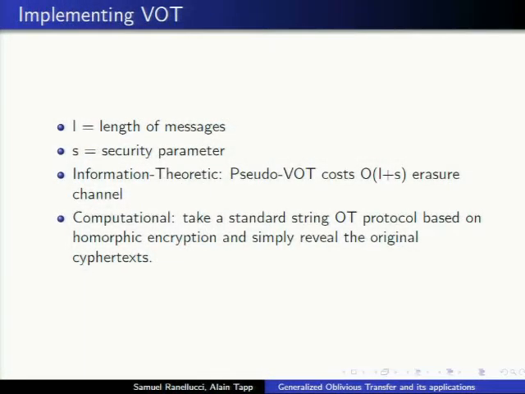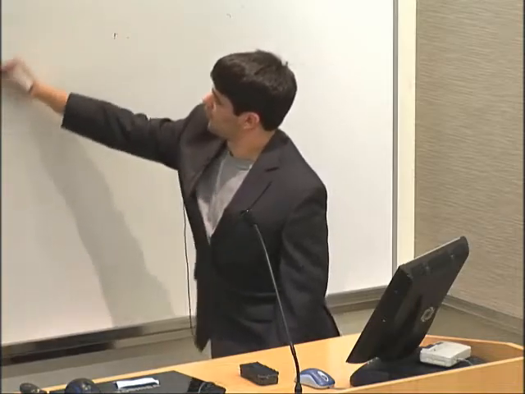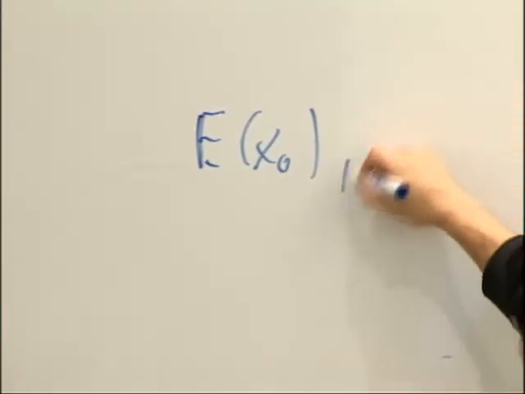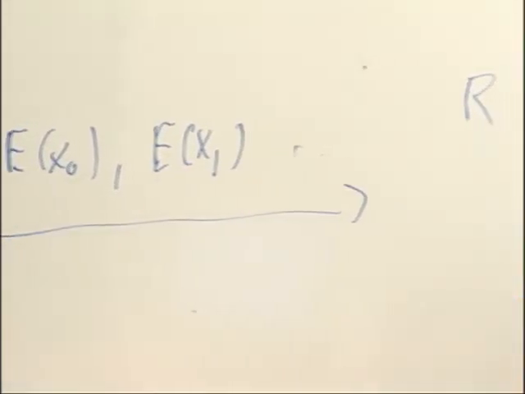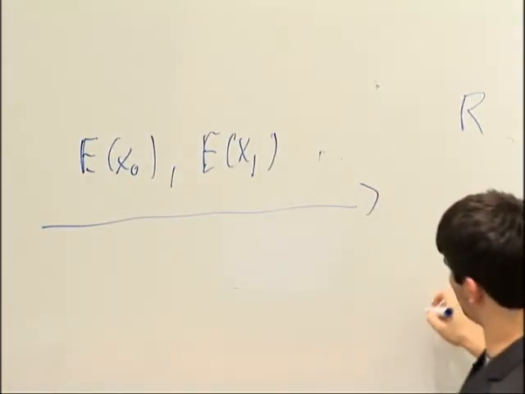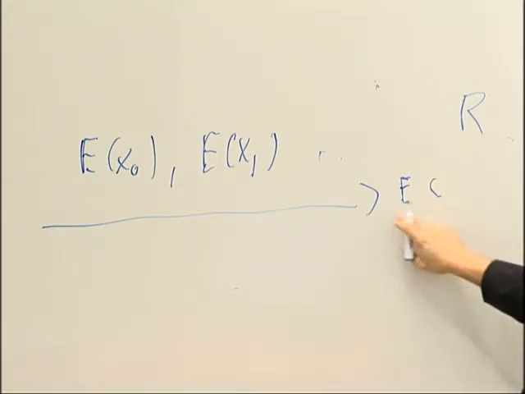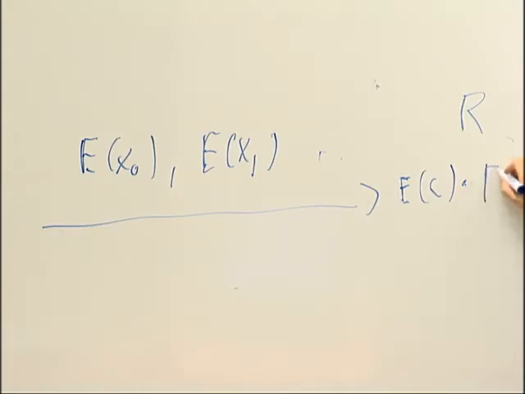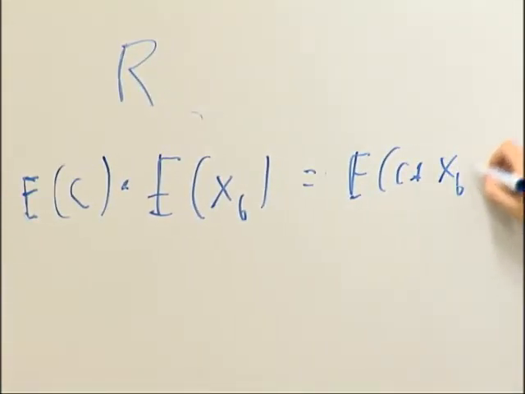A lot of people use homomorphic encryption to implement OT, and so why? I think I'll use the board. Homomorphic encryption is useful because you encrypt x0 and encrypt x1 and send them to the receiver. The receiver can calculate a C, encrypt C, and homomorphically add it to whichever message he wants to learn, and this will give him the encryption of C plus XB, right?